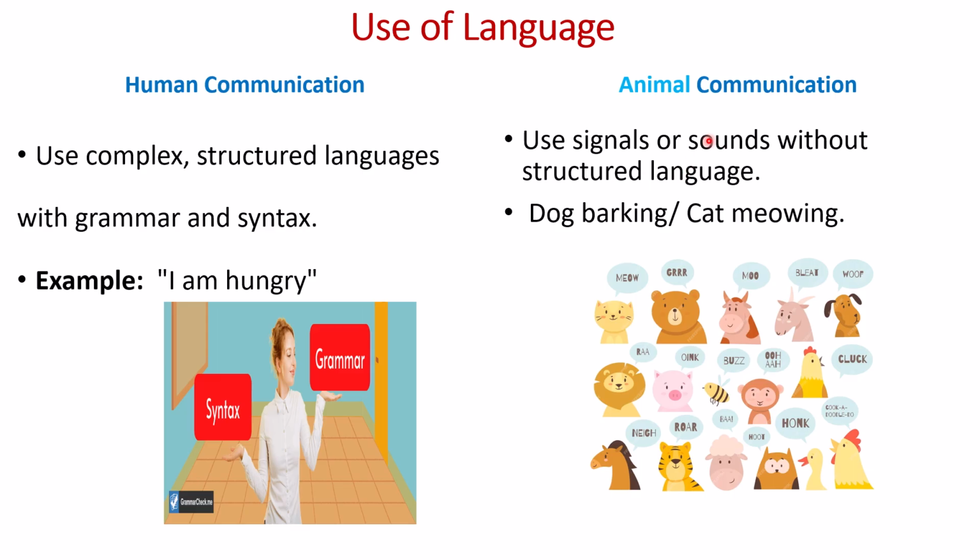So let's see animal communication. Animals use signals or sounds. There is no structured language. Humans have more advanced features than animals because they have a language, structured with grammar and syntax. Animals do not have any language. They send signals. They make sounds. For example, dogs bark, cats mew, bees buzz. These are sounds made by animals to communicate with other animals.